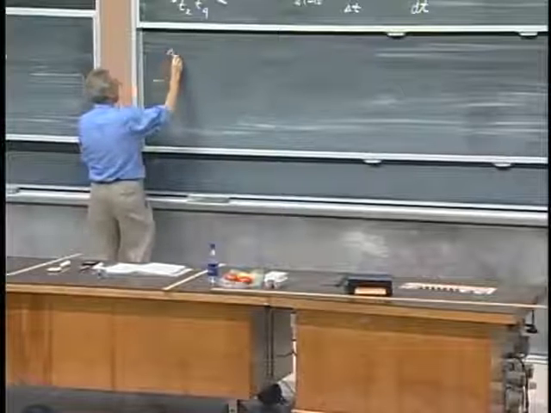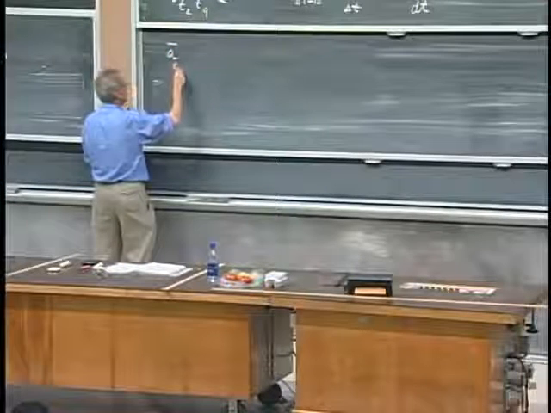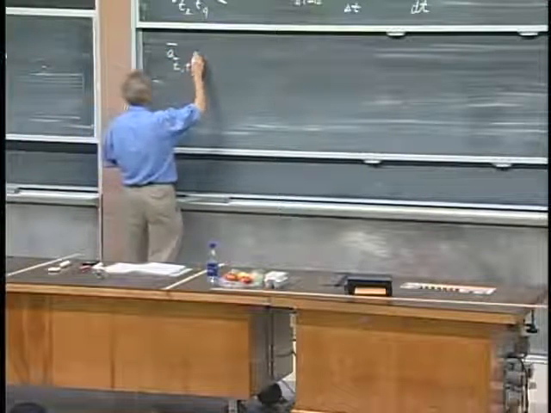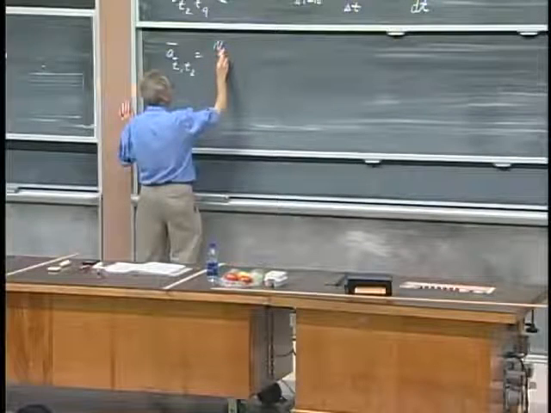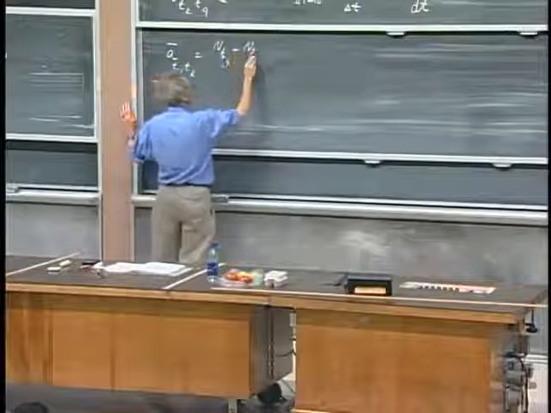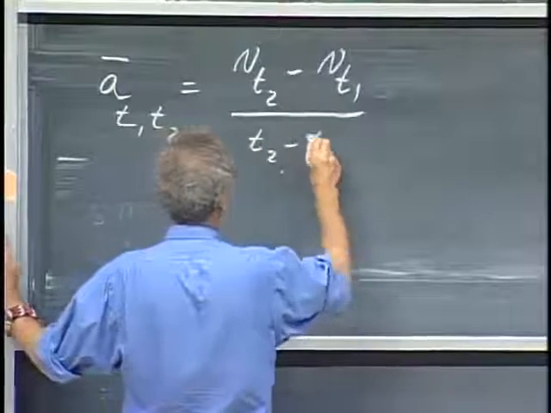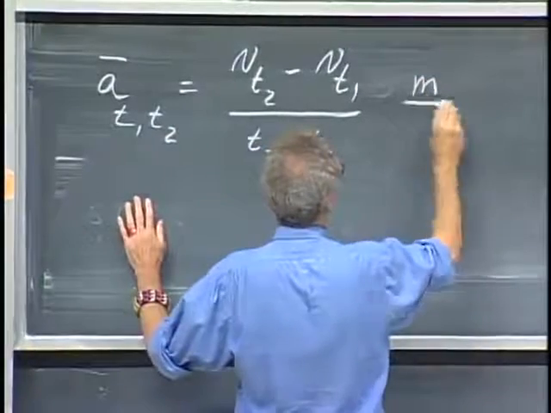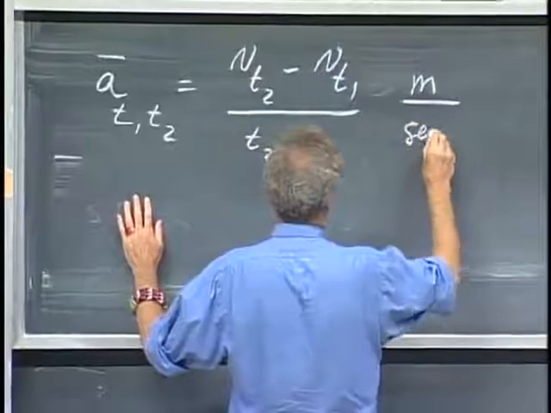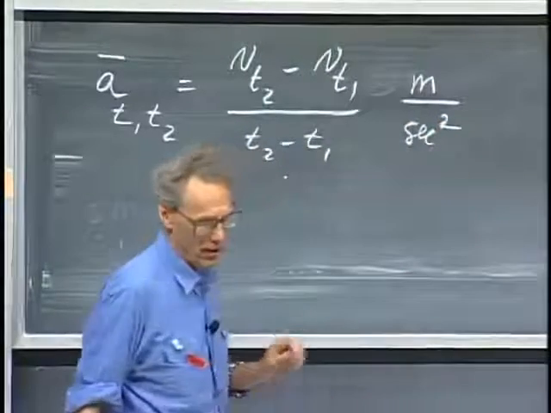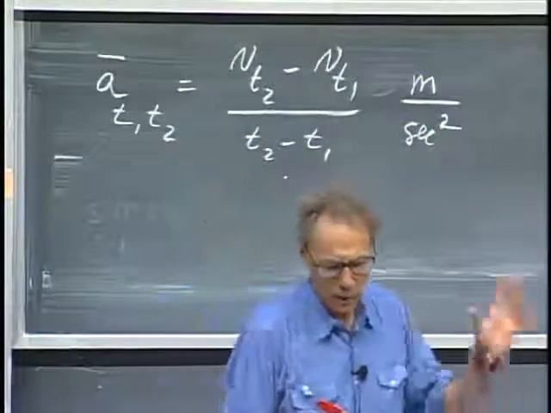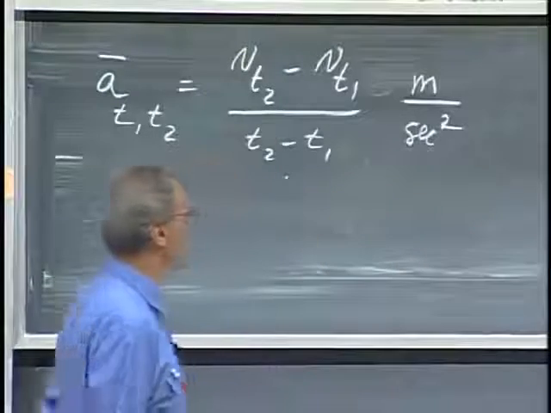The average acceleration between time t1 and time t2 would then be the velocity at time t2 minus the velocity at time t1 divided by t2 minus t1, and the dimension is length per second per time squared, so it's meters per second squared. This is then for a one-dimensional situation.